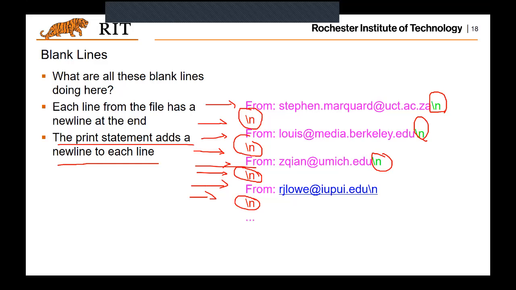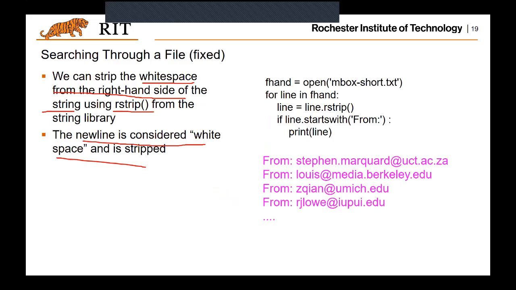And remove or strip the white space. And this new line is considered white space. So that's how it could be stripped. In that sense, the original lines will be converted like this, meaning this new line has been stripped. So that's how you remove it. And it turns out it only has these useful pieces of information left.